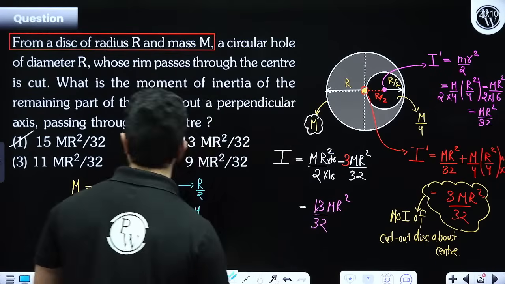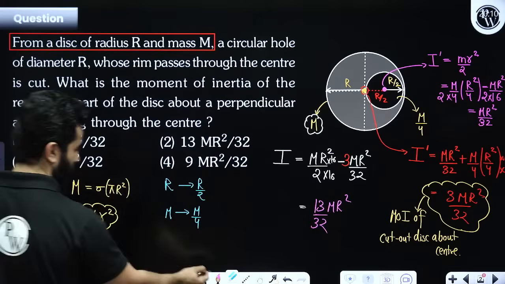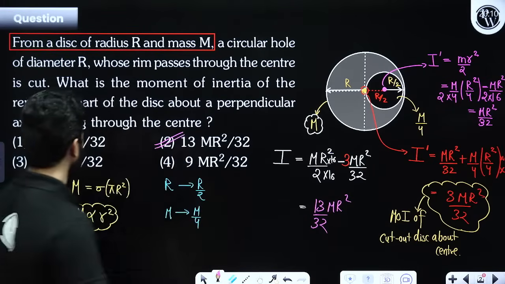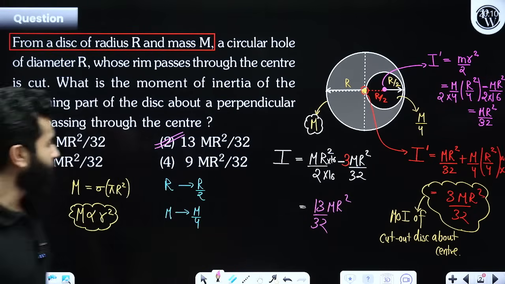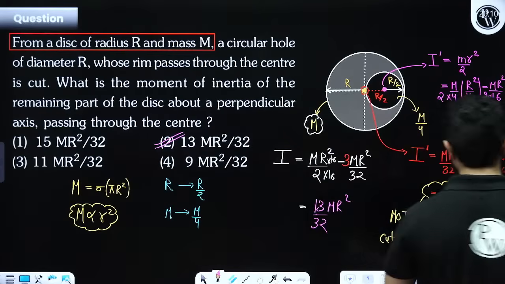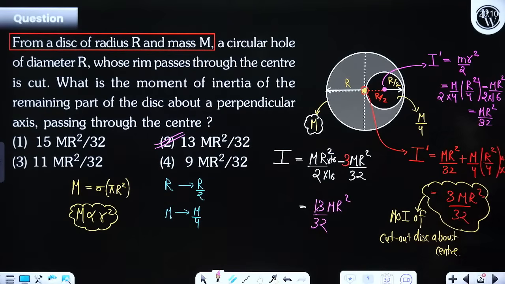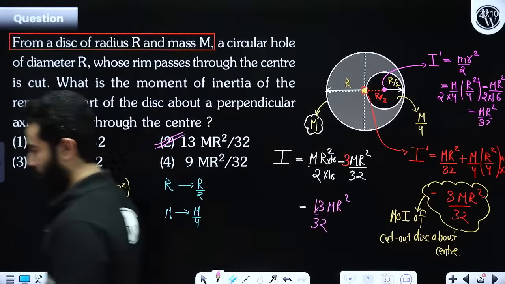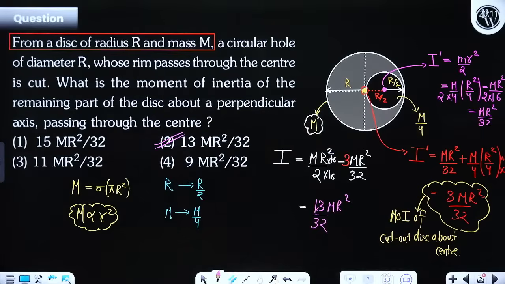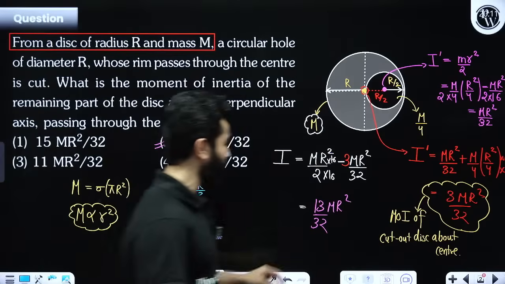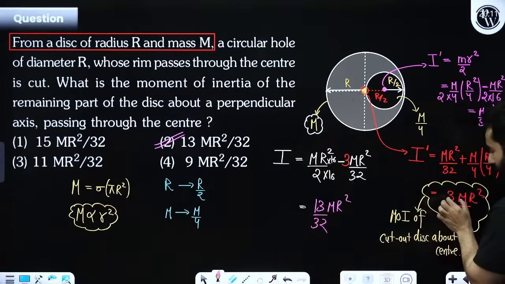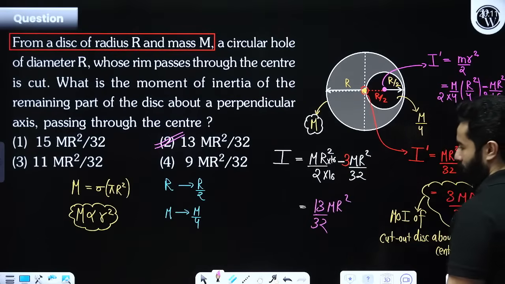So correct answer should be B here. I don't know what you have, many of you have selected B, I guess. 13 mr square by 32 is the correct answer, because this is 3 mr square by 32. So B is the correct answer, dosto. My bad. Chalo, quickly let me know in the chat box. Absolutely, B is the correct answer. My bad. I missed this 3. I have written this 3 over here, but I missed it over this on this part.